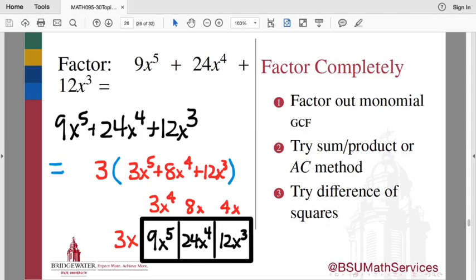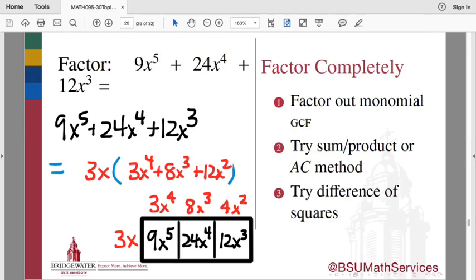we can convince ourselves that if I bring a single power of x out, then the cofactor inside is going to have one less power of x and be 3x to the fourth plus 8x to the third plus 12x squared. Right? Because if I were to multiply, for example, 3x times 3x to the fourth, the total number of powers of x I'm going to have is going to be 1 plus 4, and that gives me my 5.